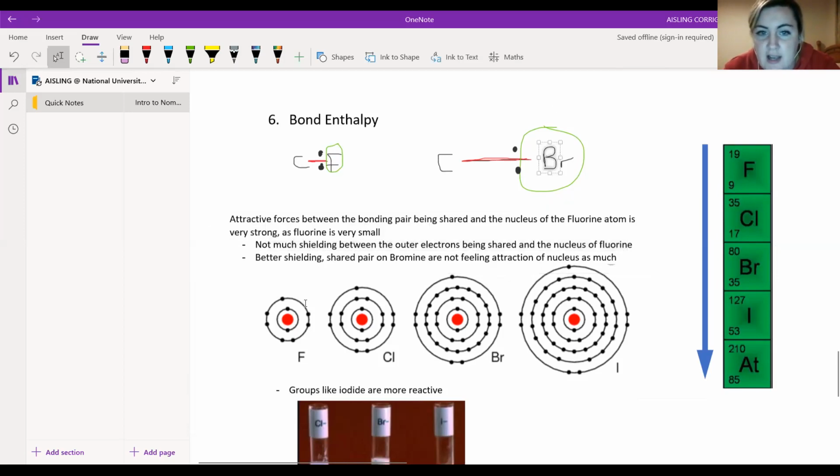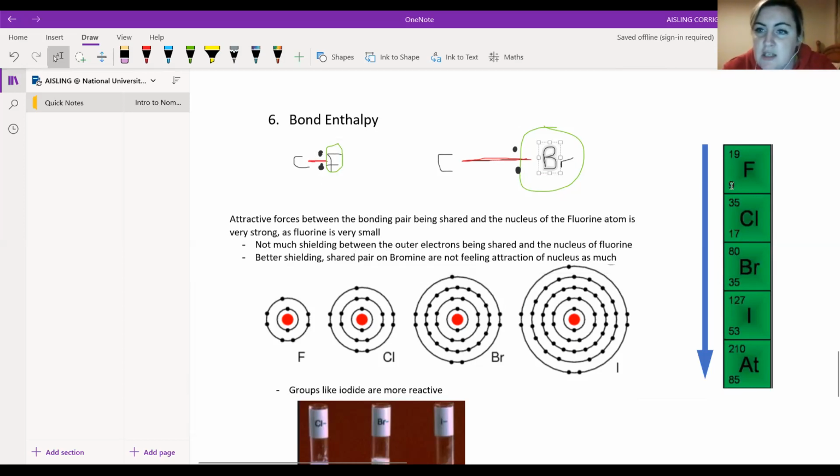Conversely, and I'd like to look at this picture for reference as well, if you look at the bromine, it's a lot bigger. So again, it's really down to size here. Bromine's a lot bigger. It's got a lot more electrons, a lot more shielding. So the relationship between this lone pair and the nucleus within the bromine wouldn't be as strong as with the fluorine, because it's bigger. There's a lot more space, a lot more shielding going on. With better shielding, the shared pair in the bromine isn't feeling the attraction of the nucleus as much. So the attractive force here isn't as strong as it would be here. The fluorine bond is very, very strong and would take an awful lot of energy to break, whereas this wouldn't take as much.